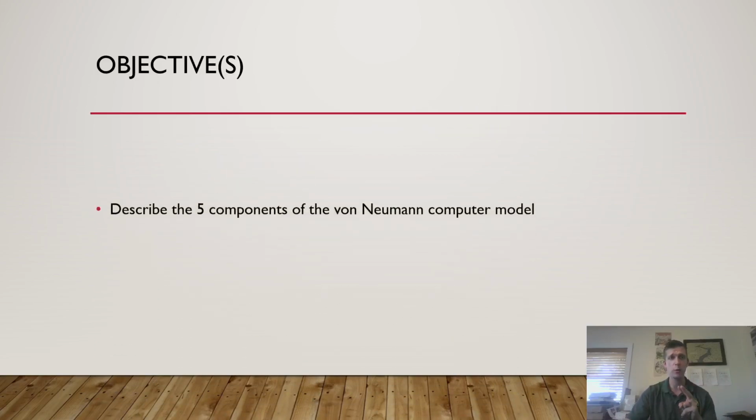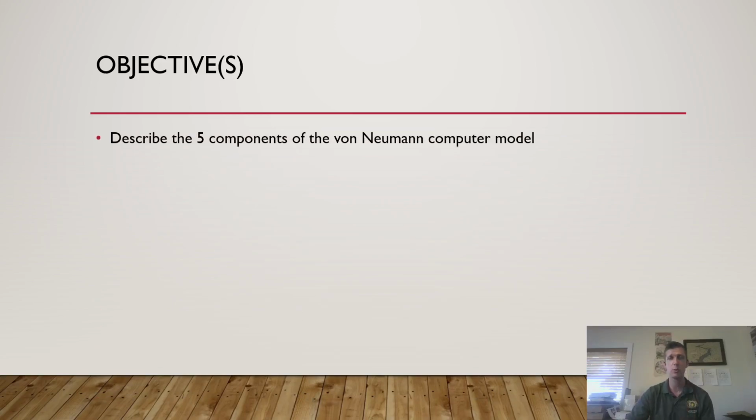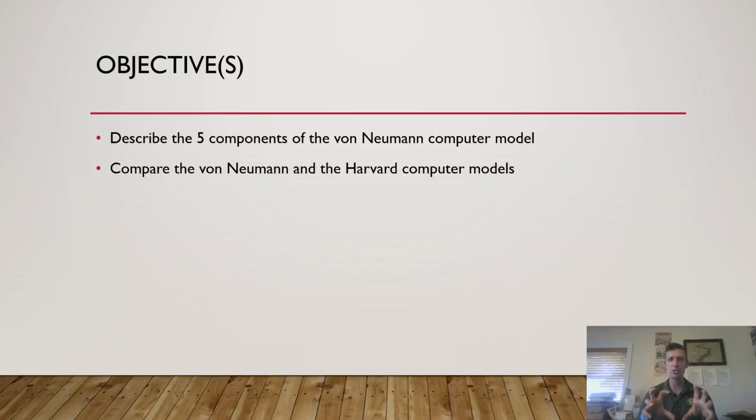Our objectives today are twofold. We're going to describe the 5 components of this computer model, so you're familiar with each of those. And then I'll also show you a very similar but slightly different model called the Harvard computer model. And we'll point out some similarities and differences between those two. All right, so let's get started.